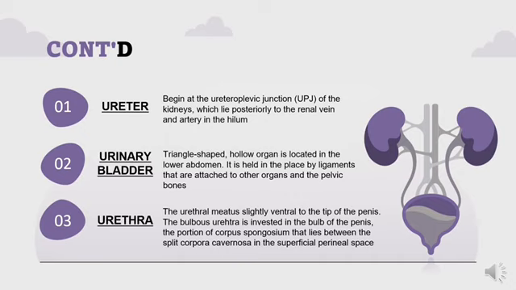Urethra. The urethra meets slightly ventral to the tip of the penis. The bulbous urethra is placed in the bulb of the penis, the portion of corpus spongiosum that lies between the split corpora cavernosa in the superficial perineal space.